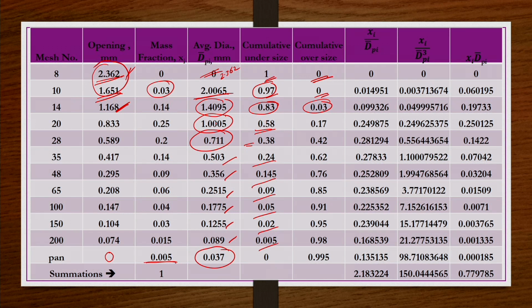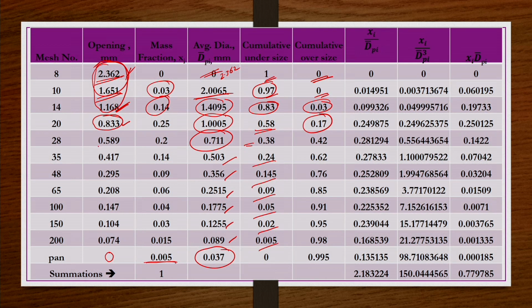Similarly, for the next row, what is the fraction of the material whose size is larger than 0.833? Because now dpi for this row is 0.833. Only these three meshes have openings larger than 0.833. So the corresponding mass fractions, if you add together, 0.03 plus 0.14, 0.17, you get here.